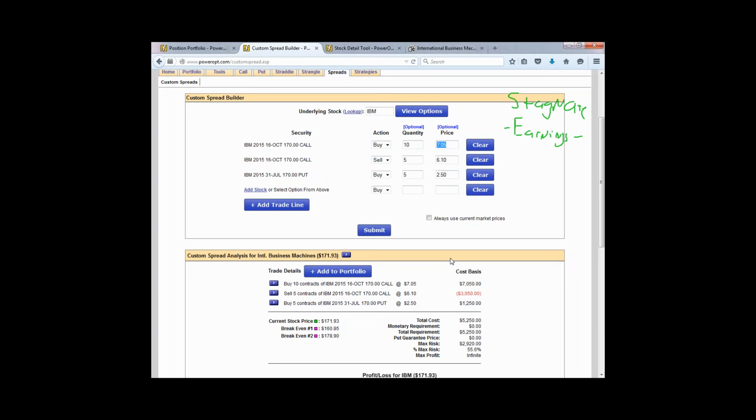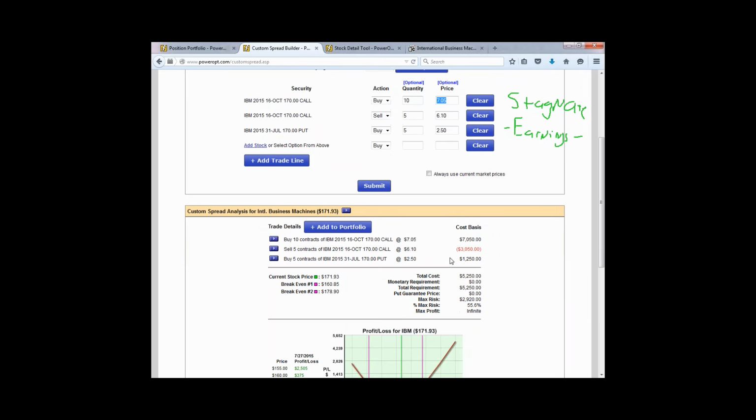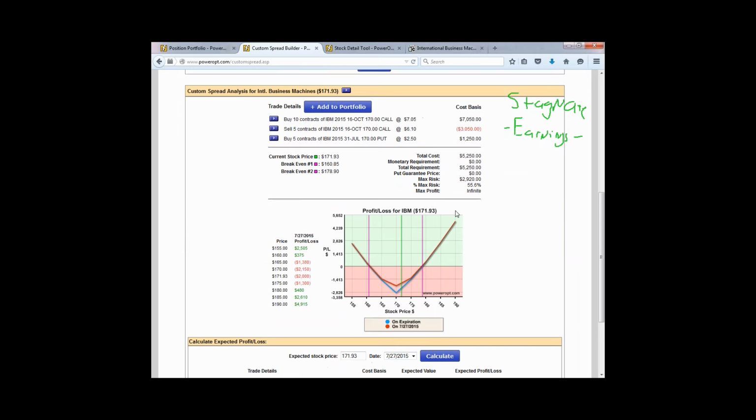But also remember that in this scenario, I do have the October calls, so I'm not going to lose a lot of time value on those, and the stock gaps up because of earnings. This one, I may lose all time value on. Right? We bought the out-of-the-money 170 put for 250, but it's the July 31st expiration. It's only 14 days. We're playing that earnings play by creating the straddle.